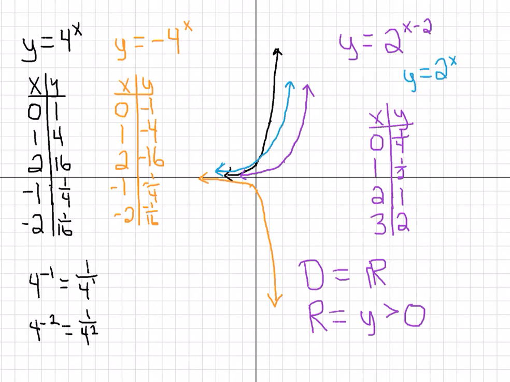Now, if I'm asked to find the domain and range, domain then would be all real numbers, because domain asks how far left or right it can go. This purple goes left forever and right forever. The range is y greater than 0. How high or low does it go? It goes up forever, but it never crosses the x-axis because that's an asymptote.